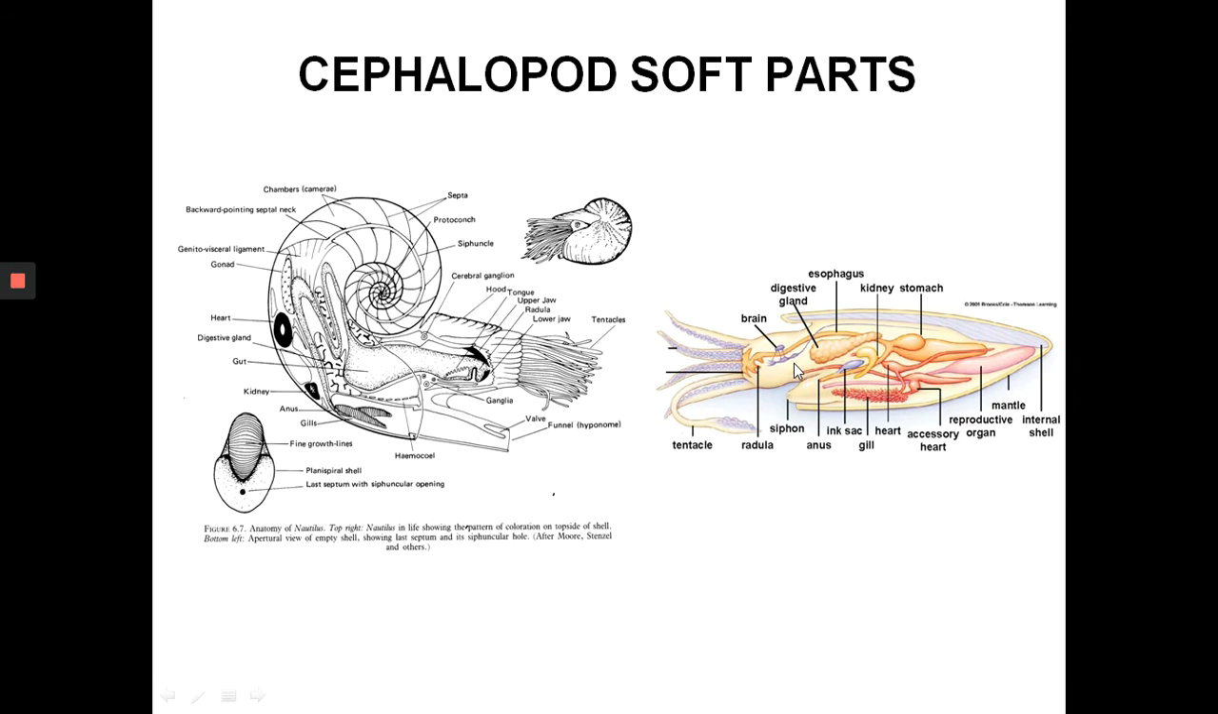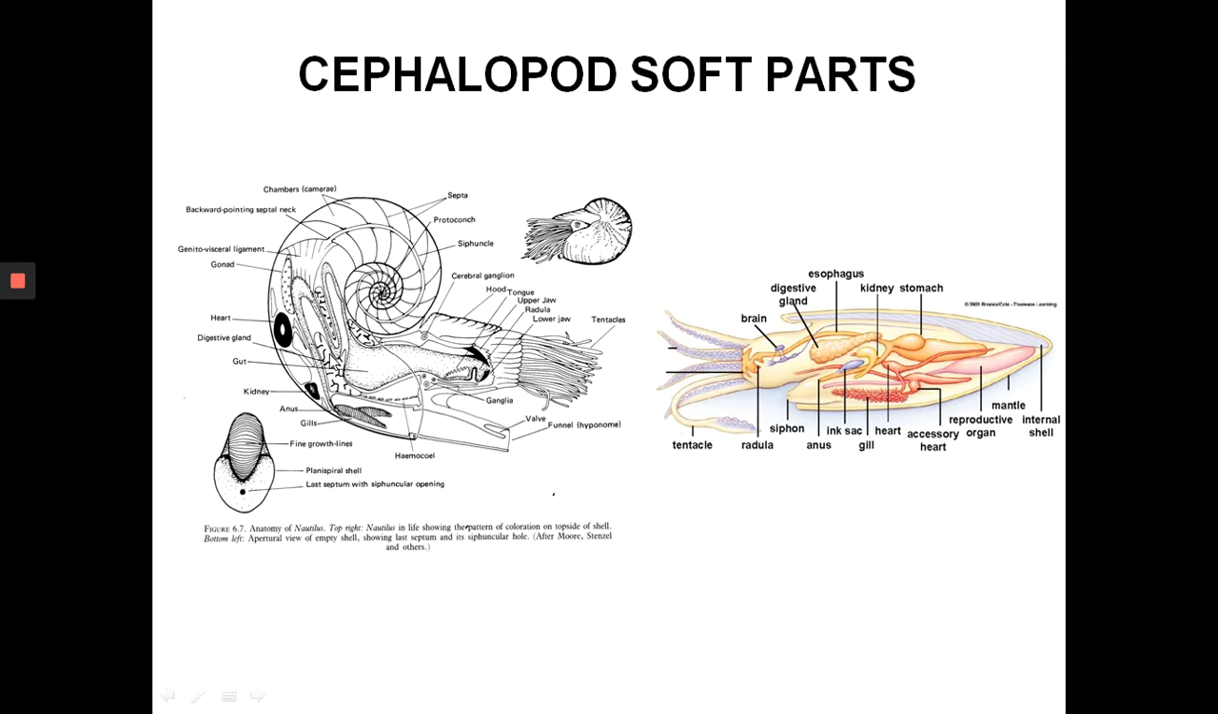Notice here, this squid has an internal shell. That's the shell there, made up of calcium carbonate, very thin, but it's still there. Now moving on to the next type of cephalopod here.